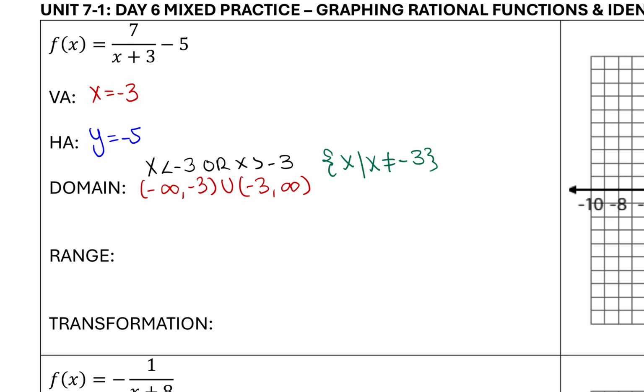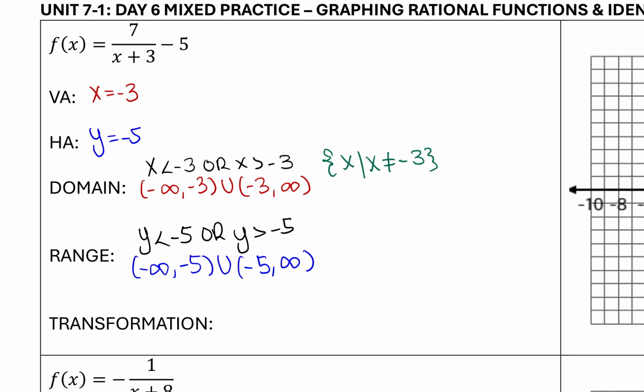Then for the range, we have the following. For the inequality notation, we have y is less than negative 5 or y is greater than negative 5. We also have the interval notation from negative infinity to negative 5, not including it, union from negative 5 to positive infinity. We also have the set notation, which is going to be the set of all y values in which y cannot be equal to negative 5.